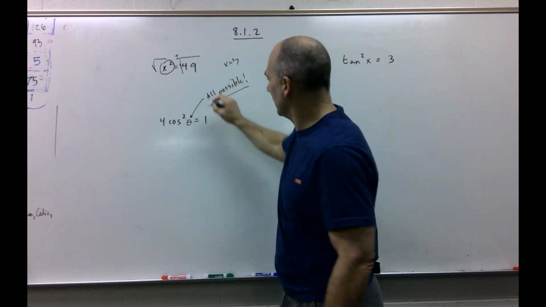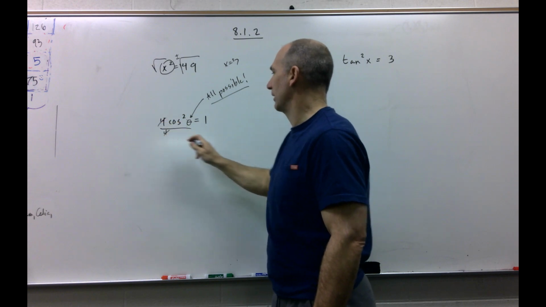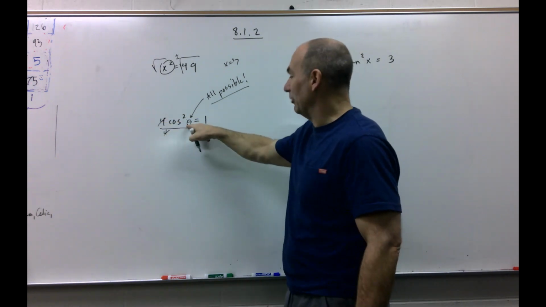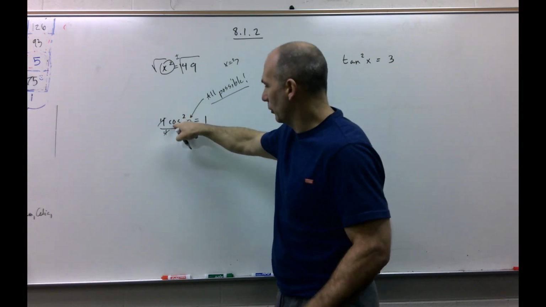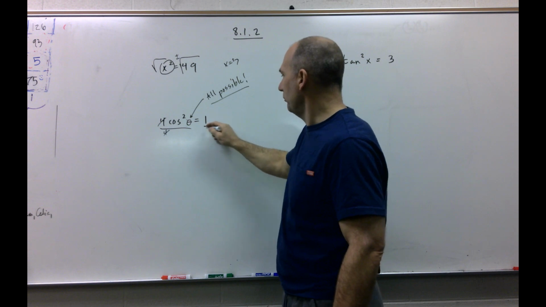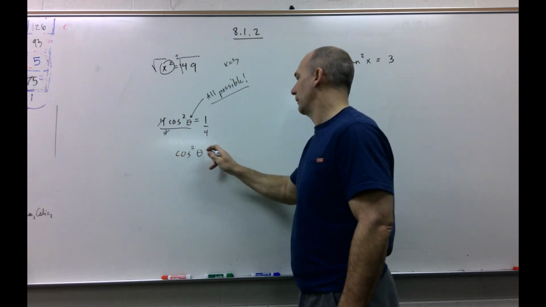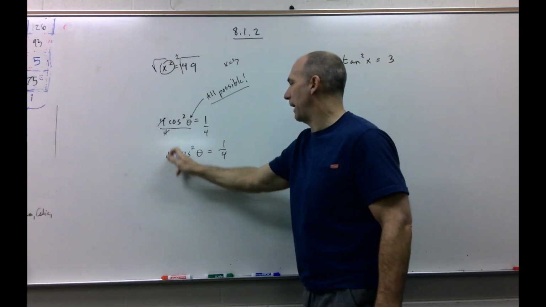That's the key. So I'm going to get started by dividing by 4, just like a basic problem. I need you to know that that theta is not being squared. It's cosine squared. So keep that in mind. Divide by 4. So I get cosine squared theta equals 1/4. Same as this.